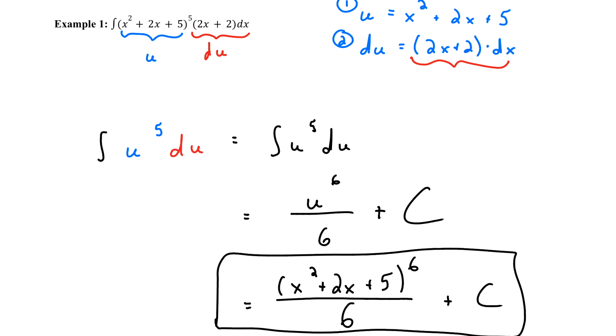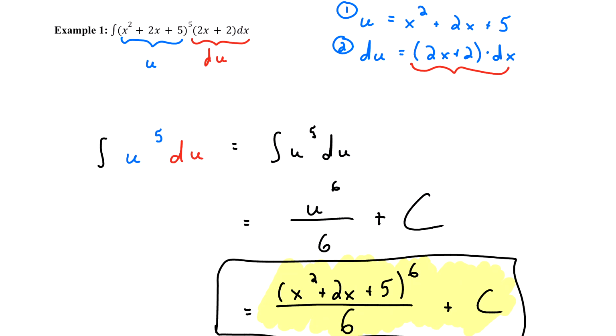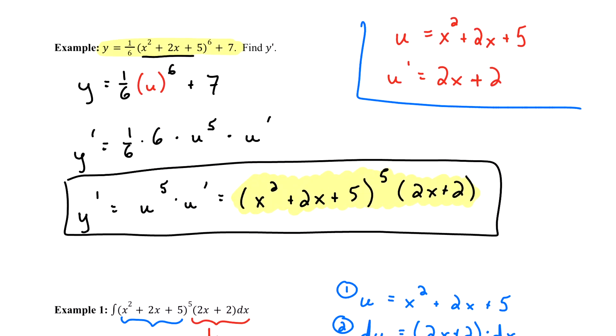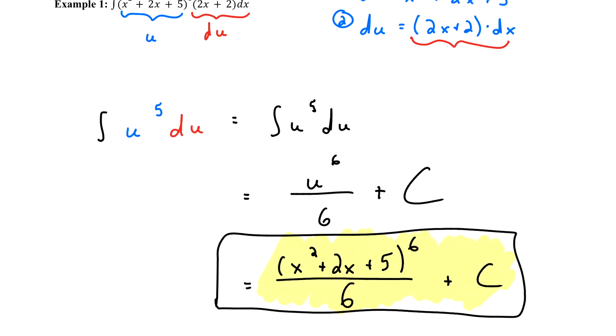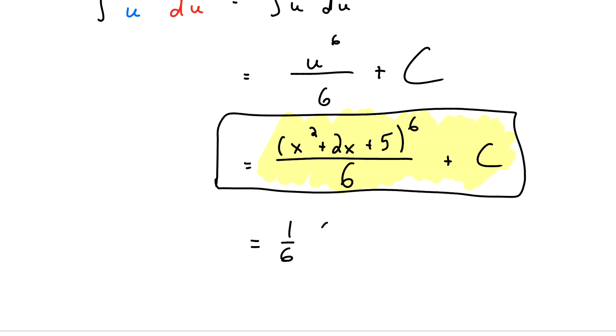Now let's check our answer really quickly before we wrap this video up. Hopefully the antiderivative we found, (x squared plus 2x plus 5) to the 6th power divided by 6 plus c, matches what we began that review problem with. We had (x squared plus 2x plus 5) to the 6th power. Dividing by 6 is the same thing as multiplying by 1/6. I could pull this apart and say 1/6 times (x squared plus 2x plus 5) to the 6th power, just so we could see that similarity.